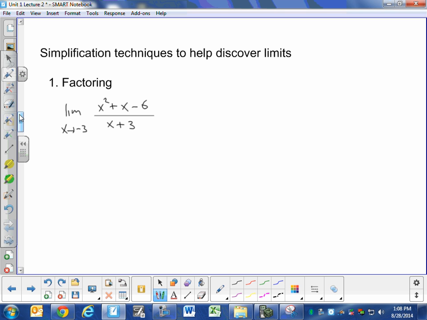You're asked to find the limit as x approaches negative 3 of this function. The first thing you're going to do is try to plug in negative 3. In this situation, I plug in negative 3, and I'll let you catch up, write down the example. I'm going a little fast.